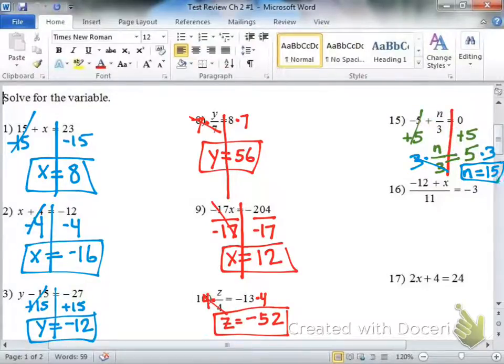All right, number 16 is a bodyguard problem, so before I can get up to the x or the -12, I have to get through the dividing by 11. How do you undo a whole big dividing by 11? You multiply by 11. Multiply both sides by 11. Good. So times 11 times 11. Cross those 11s out. I have -12 plus x equals -33.